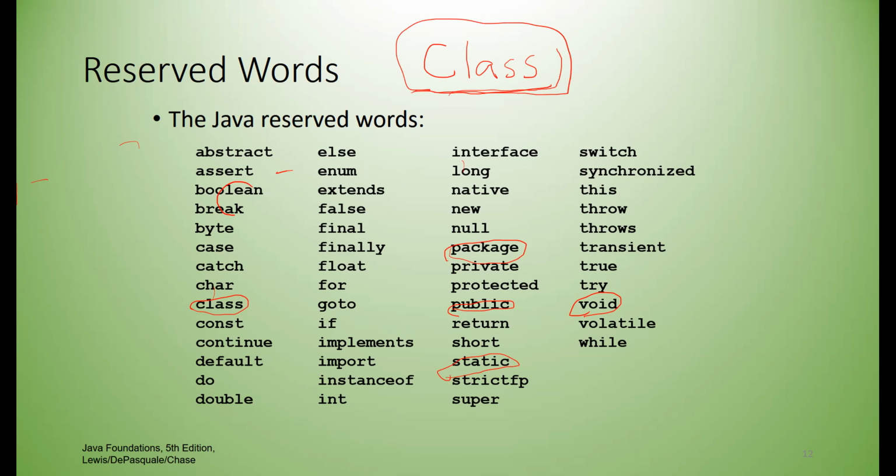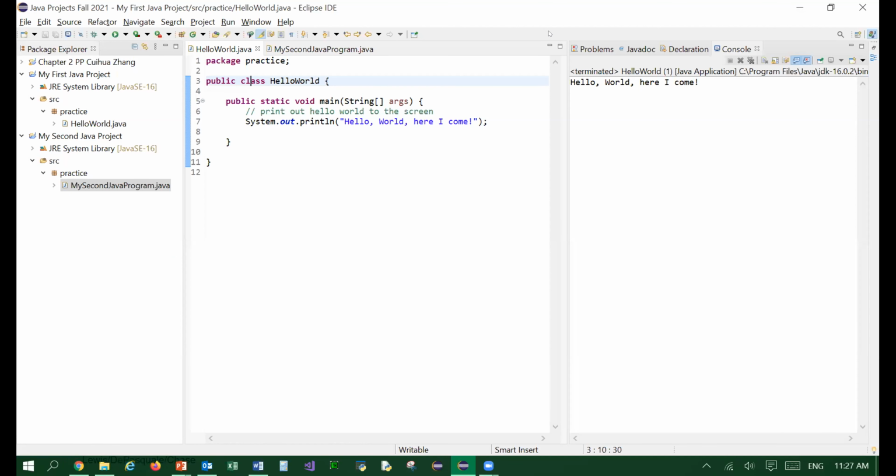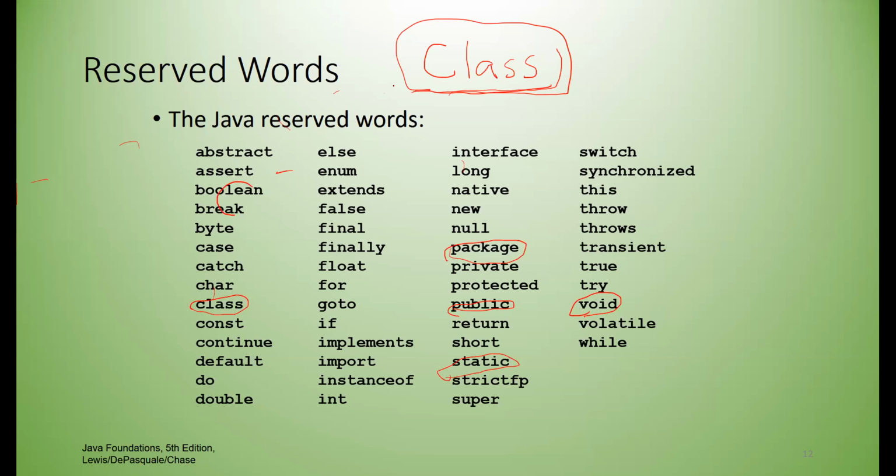Think about what our class names are. We said hello world, because we are printing out hello world. We said my second Java program. That's the beginning, so people know, oh, you are just practicing. It's your second Java program. So this is not a good class name, but it's valid because it's not this word. What's the difference? Because it's capitalized.